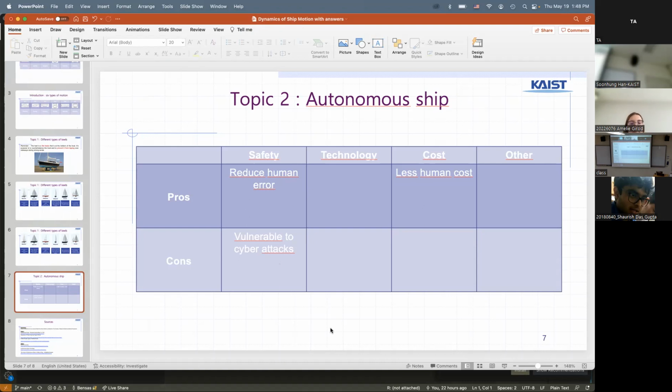So adding to the pros for safety, I think autonomous ships can take very challenging or very hard decisions without the emotional factor in it. So it can make very logical decisions.